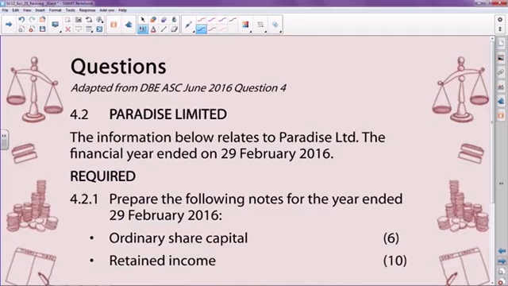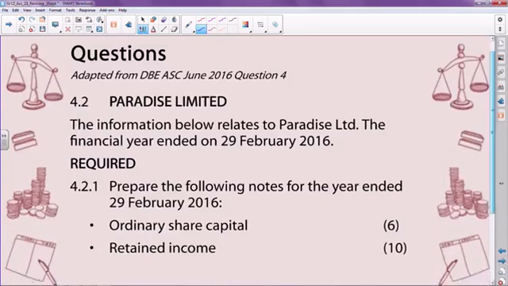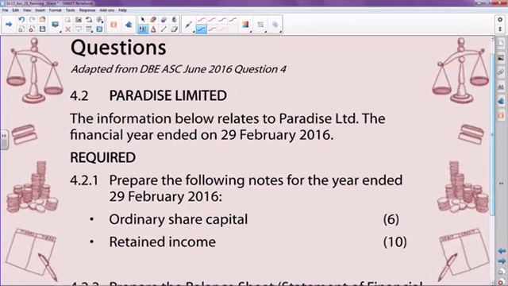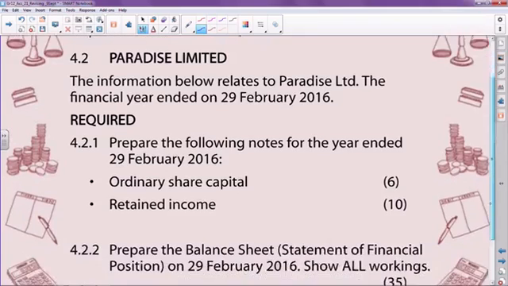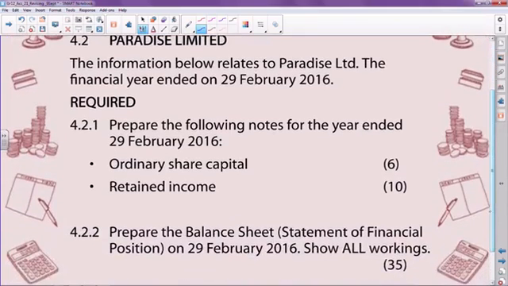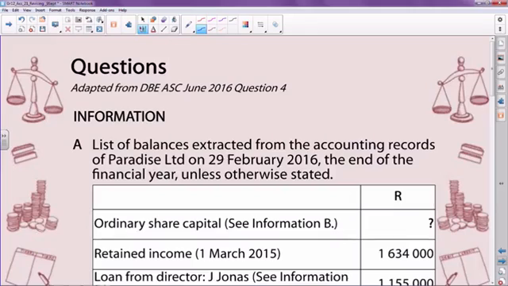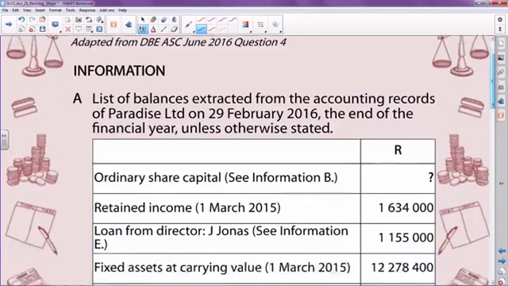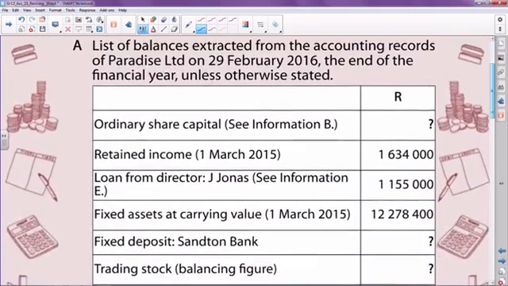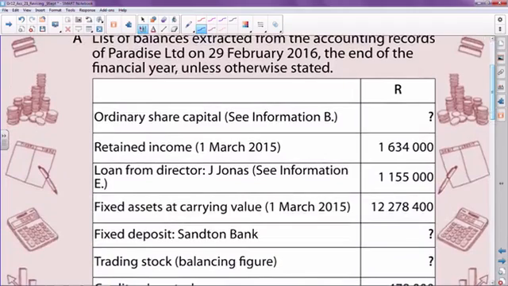We now move on to the question, Paradise Limited, and we have to complete the ordinary share capital note as well as the retained income note. Obviously, we also have to do the balance sheet and all the workings. Let's start off with what we have. We are told about ordinary share capital. We are given information.